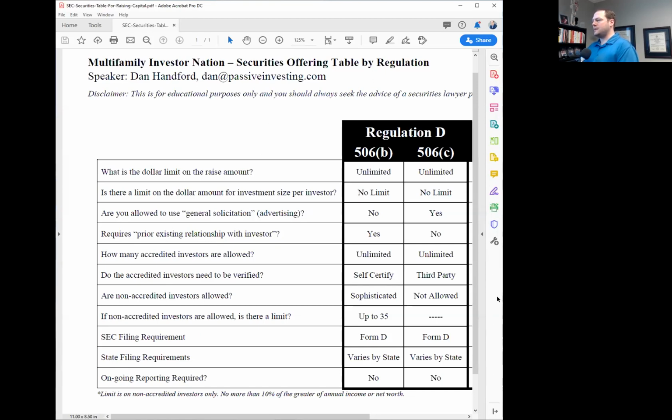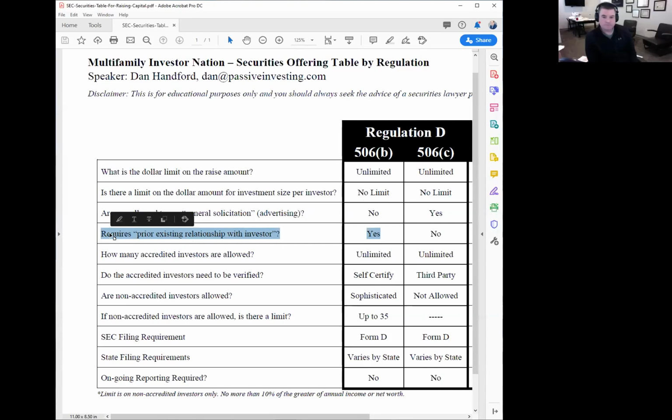And then on the 506B, they are self-verified or self-certifying that they are an accredited investor. But one other stipulation, which is right above here, is that you still have to have that prior existing relationship with that accredited investor. Just because they're an accredited investor doesn't mean that that particular statute goes out. You still have to follow that rule, whether they're accredited, sophisticated, or non-accredited, they have to have that prior existing relationship with you.